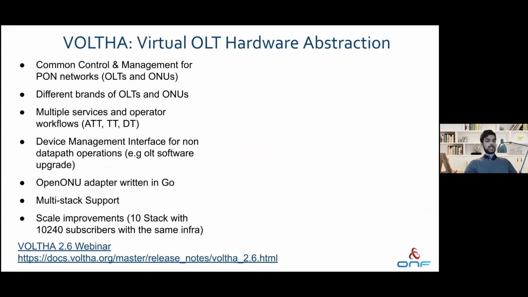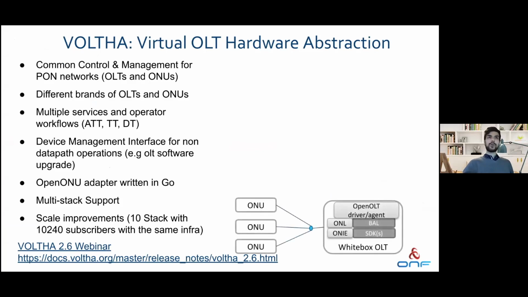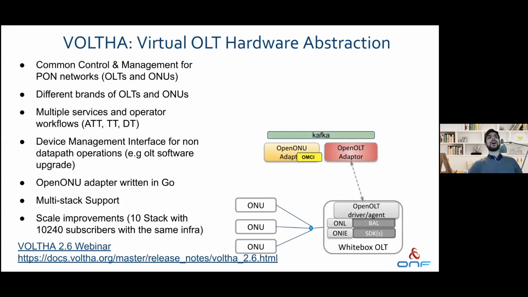So just where we are with the VOLTHA project. If some of you remember, last time we spoke about the 2.6 release, we talked about what achievements were made with the 2.6 release, and this is what we have right now before going into 2.7 release. So we have a common control and management platform for PON networks. We are capable of handling different brands of OLTs and ONUs through different OLT adapters and ONU adapters.